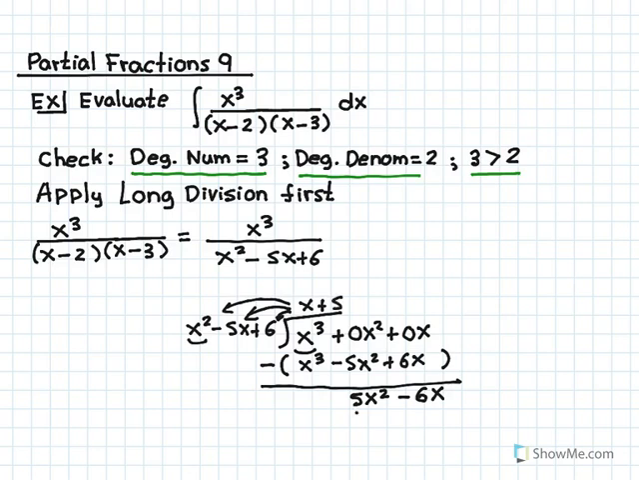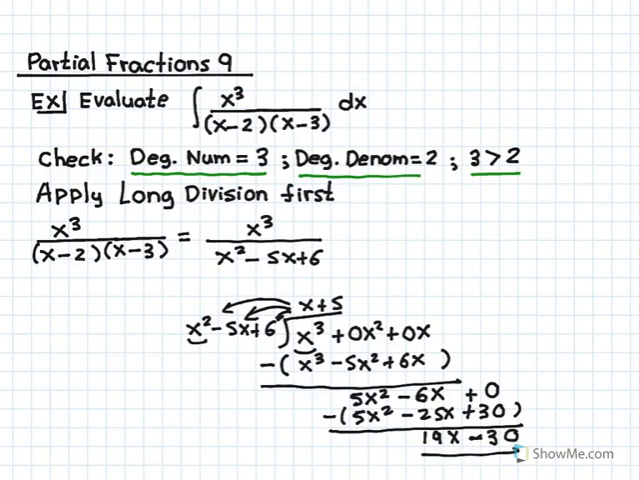Look at 5x squared minus 25x plus 30. Subtract, distribute a negative. 5x squared minus 5x squared is 0. Minus 6x plus 25x is 19x. Let's put a 0 here as a filler. And 0 minus 30 is minus 30. This is a remainder. And this here is a quotient.